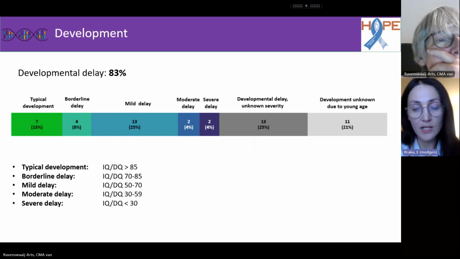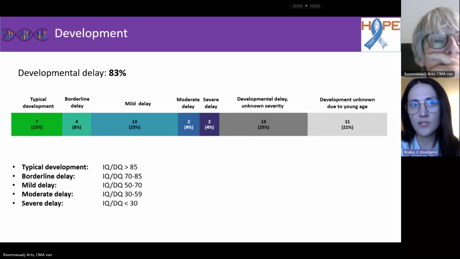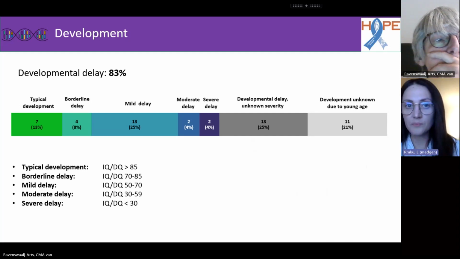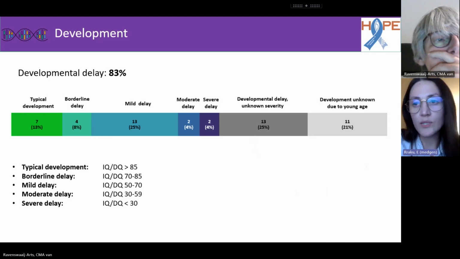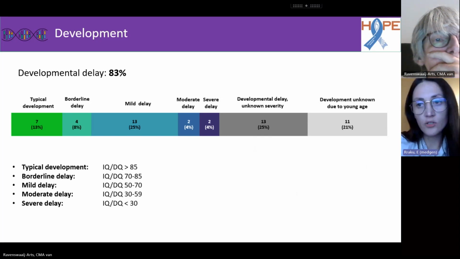Developmental delay, when present, was mostly global, which means it affected motor, speech, and cognitive abilities. And we also could not find a relationship or a pattern between the size of the deletion and the severity of developmental delay. So we cannot say that the larger the deletion, the more severe the delay would be. However, what we did see is that typical development and borderline delay was seen only in individuals with smaller deletions.